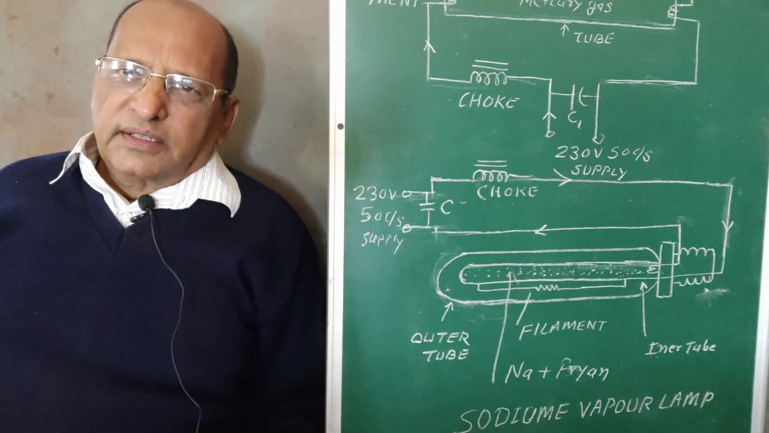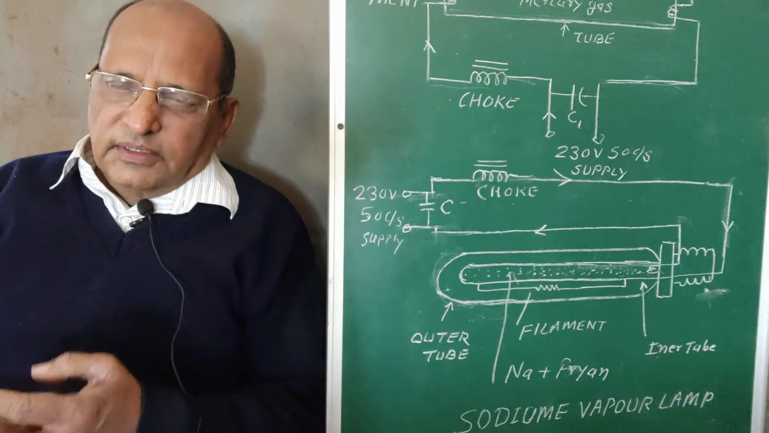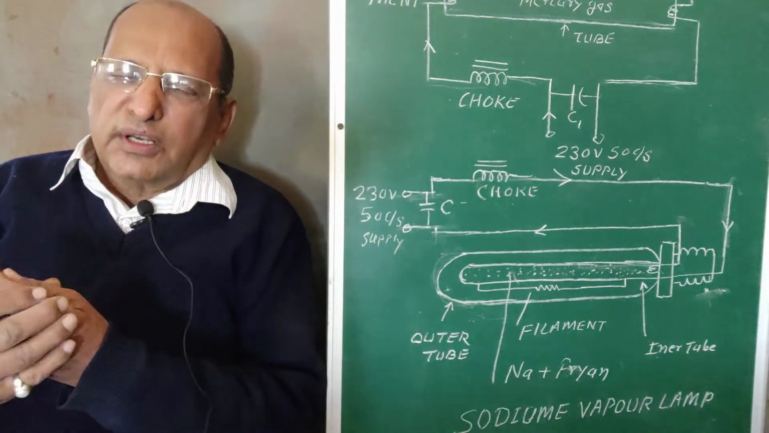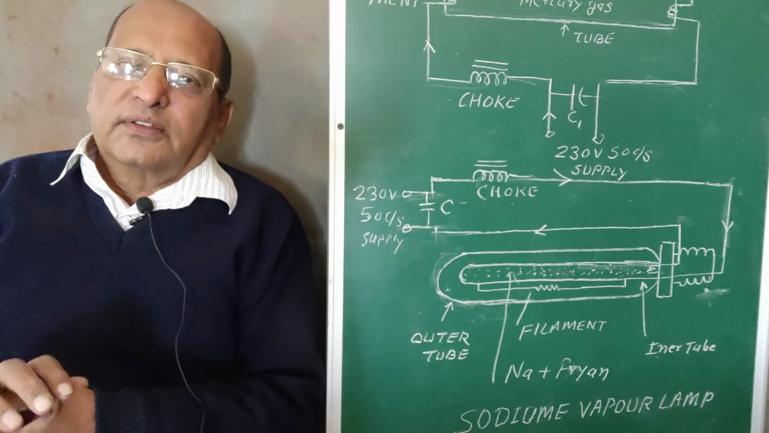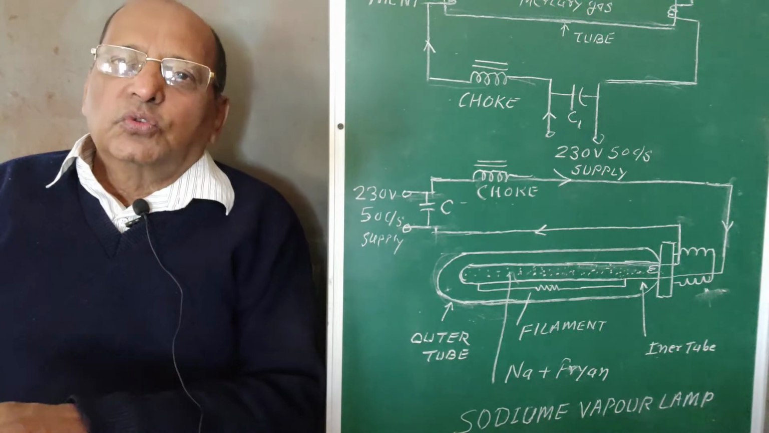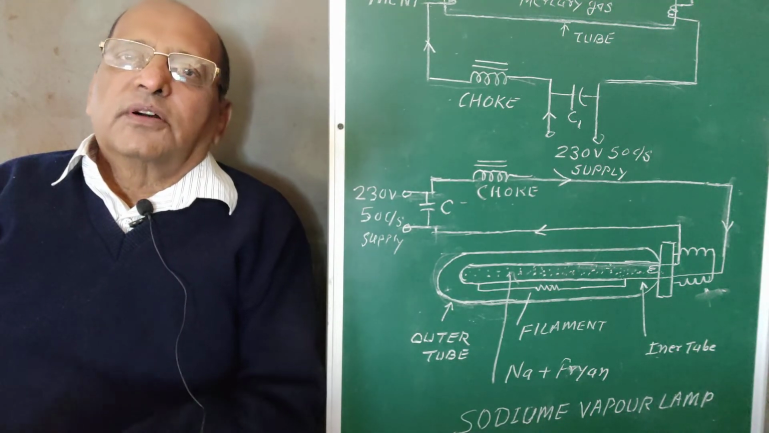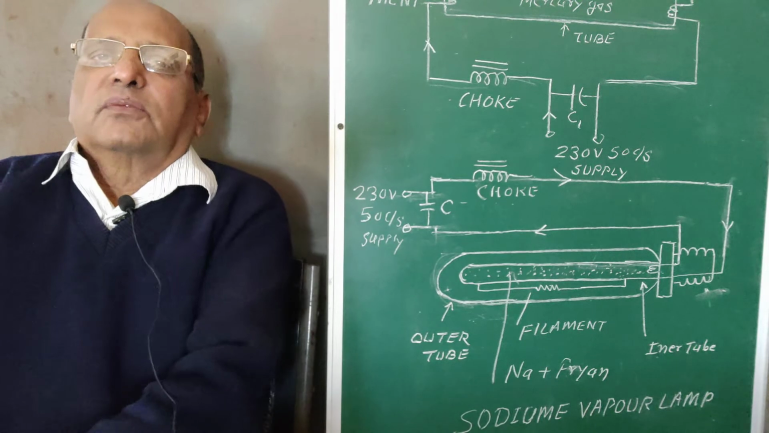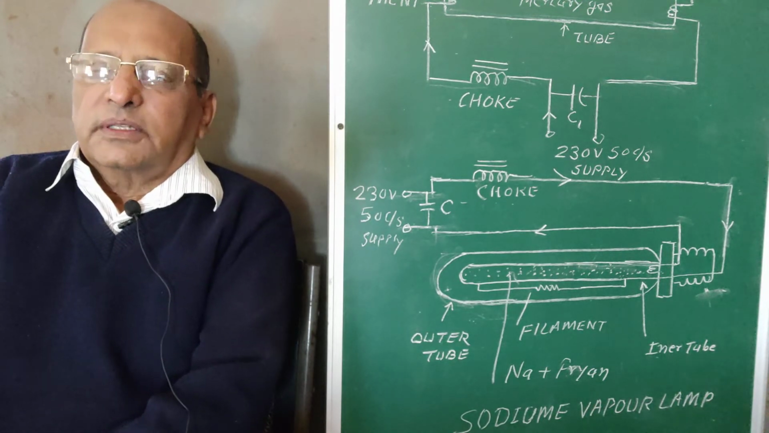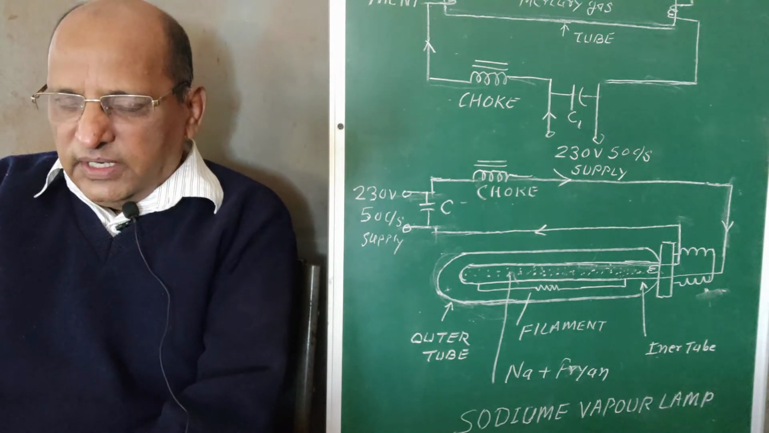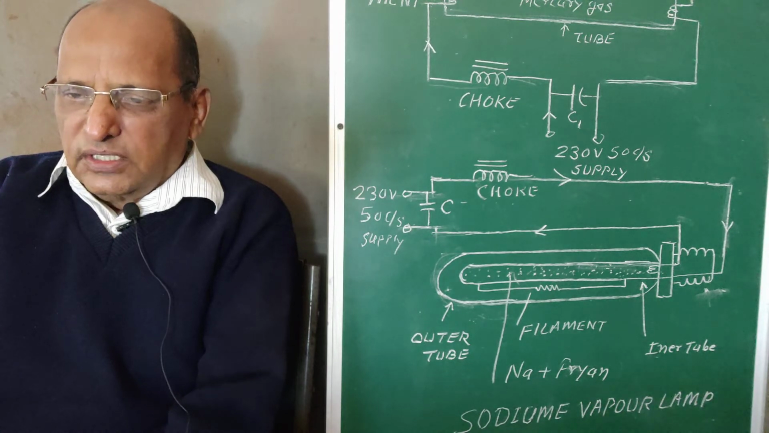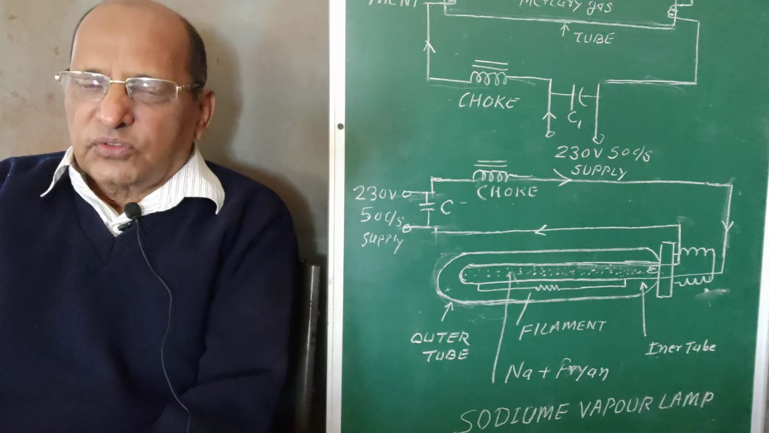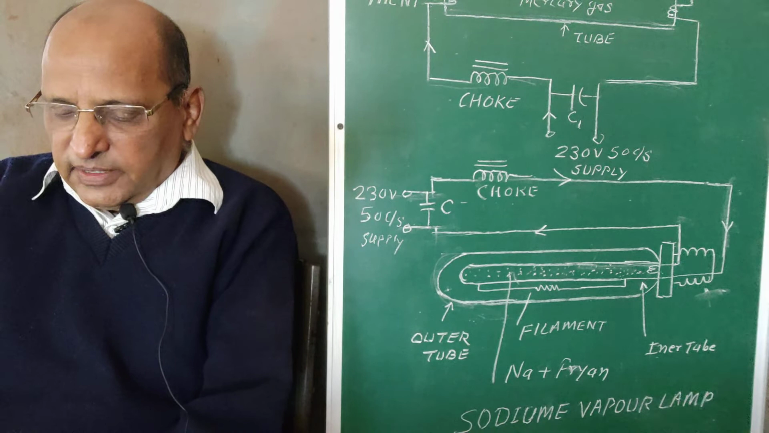The circuit remains the same, there is no difference in the circuit, only the rating of the components changes. So these are the two types of circuits I have given: one is the tube light, which is used in houses, and the second is the sodium and mercury vapor lamp.